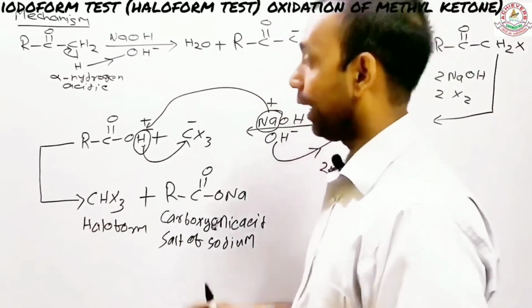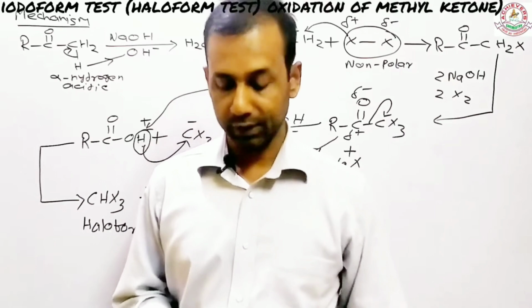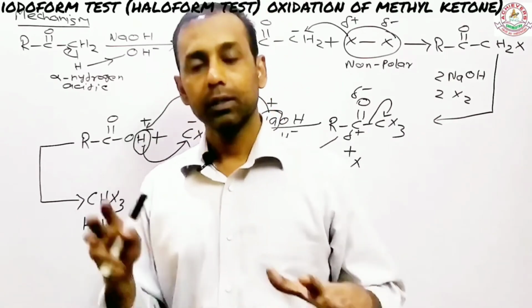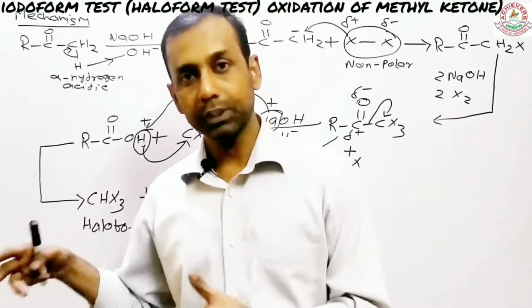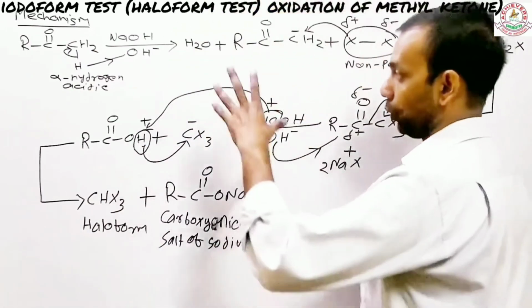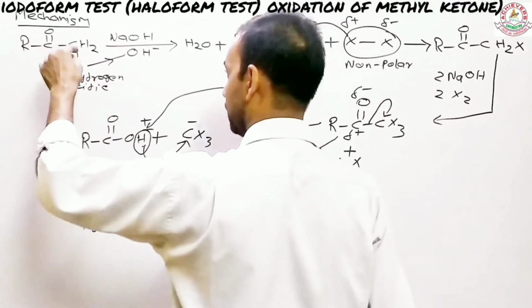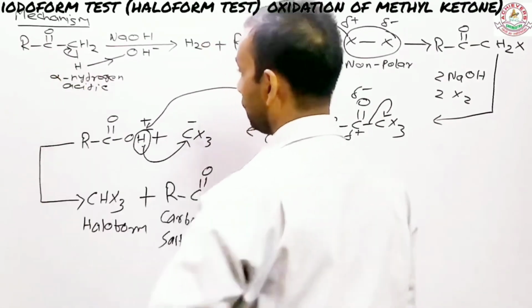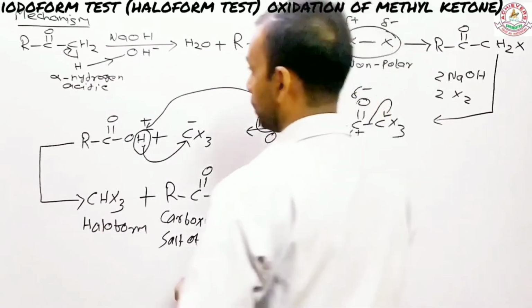Now I hope this was really very important and you got it in a single go. In case you had a problem, let me repeat everything here. What happened in the mechanism? This compound where you have a methyl group on the alpha carbon is here. This is your alpha carbon.